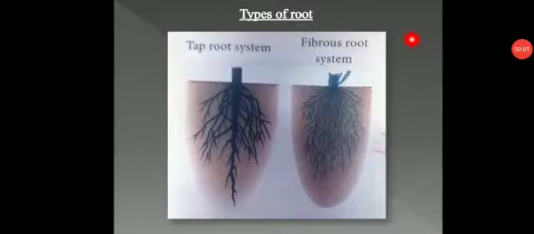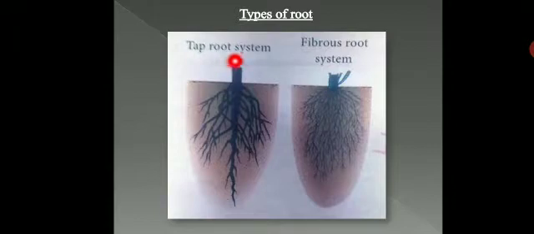Next topic is types of root. What are the types of root system that can be present in the angiosperm? First of all, angiosperms are flowering plants that can have different types of root system. Here, types of roots are classified into taproot system and fibrous root system. These are the major types.